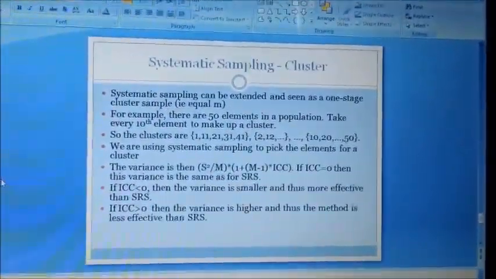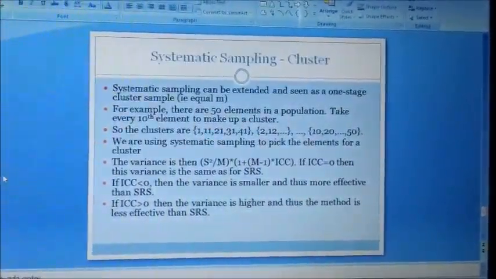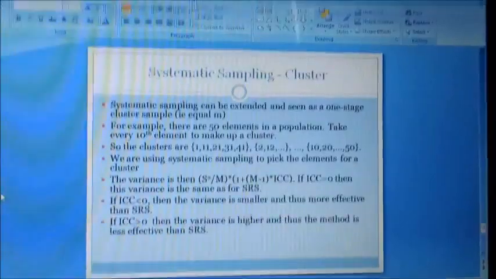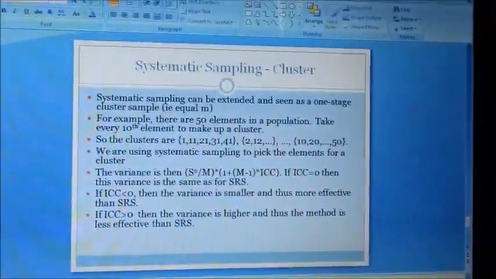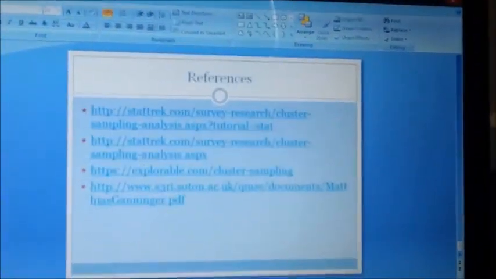If the ICC is greater than 0, then the variance will be higher, and this method is clearly less effective than simple random sampling. And these are used. Thank you.